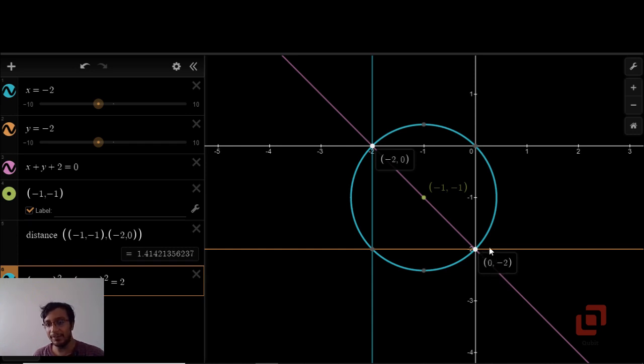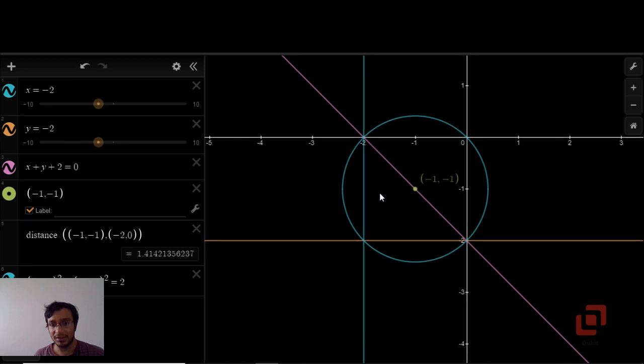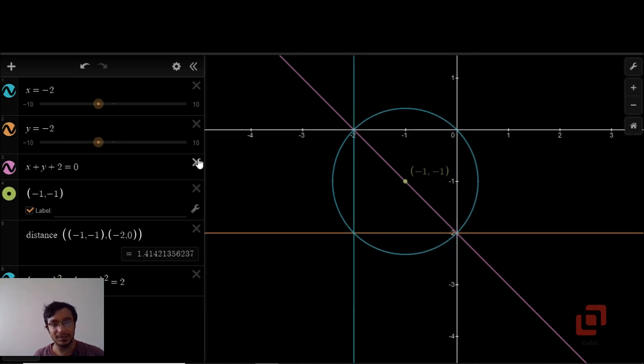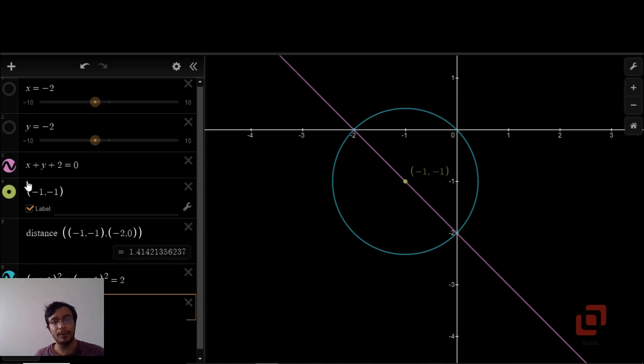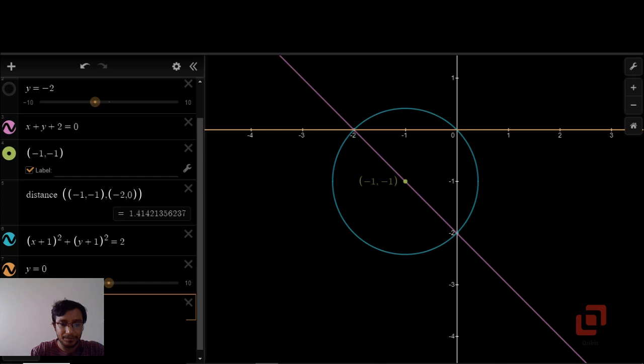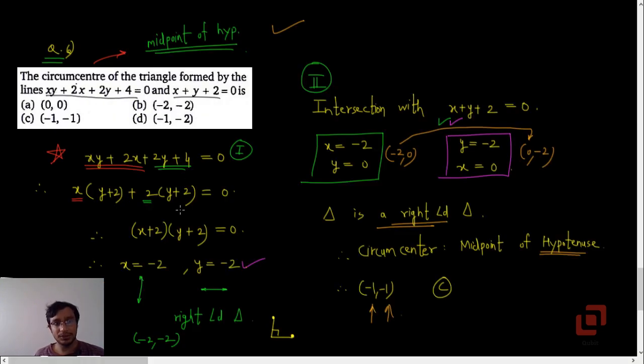Okay, because that will be the diameter and half of it will be the radius. And also note that the same circle is going to act as the circle of the triangle formed by x plus y plus 2 equal to 0 and the coordinate axes, y equal to 0 and x equal to 0. Okay, yes, that was question 6.